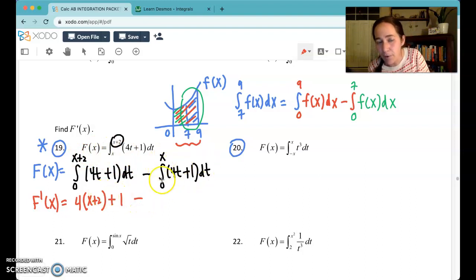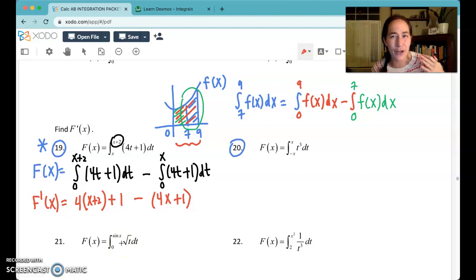Now that this second part's set up to look like Fundamental Theorem Part 1, we can do the same thing with just x. So maybe I should be careful and put this whole thing in parentheses, but I'll go 4x plus 1. Now I wonder, this is your answer. It's not very simplified, but I wonder if our answer could get real simple here since this time we're integrating from a variable to a variable.